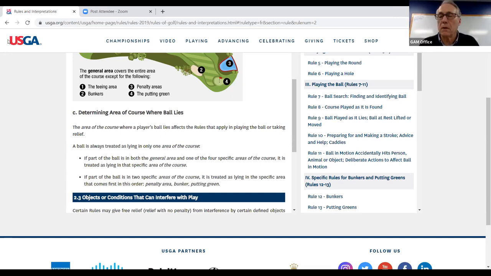On putting greens, just to confirm, the fringe is not considered part of the putting green? It is considered part of the general area? Fringe is in the general area. You need to be on the putting green, and the ball needs to be touching the defined putting area in order to be considered on the putting green, correct?